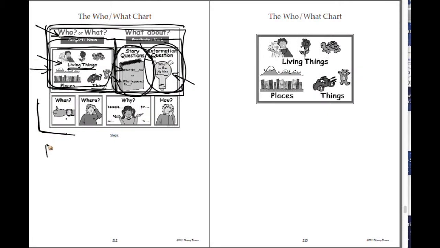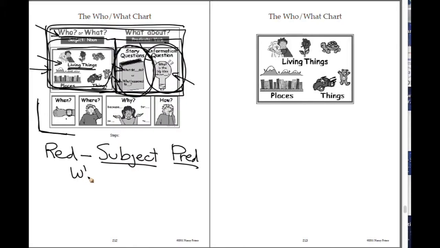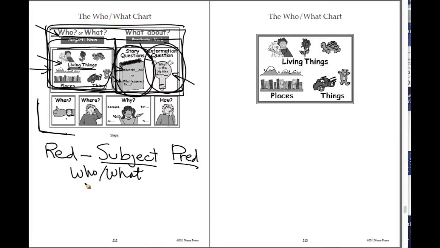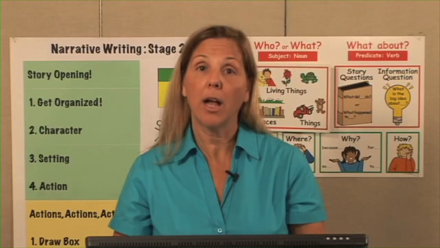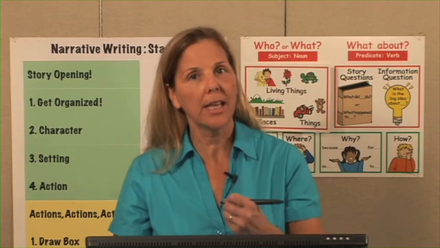So let's review. The red is for the subject and also for the predicate. We are not saying to kindergartners or first graders subject and predicate. We're just asking, when we say the subject, who or what are you writing about? And then once we have the who or what identified, then we could say to them, that's a noun, and identify what kind of noun it is. That's a living thing, or that's a place, or that's a thing.